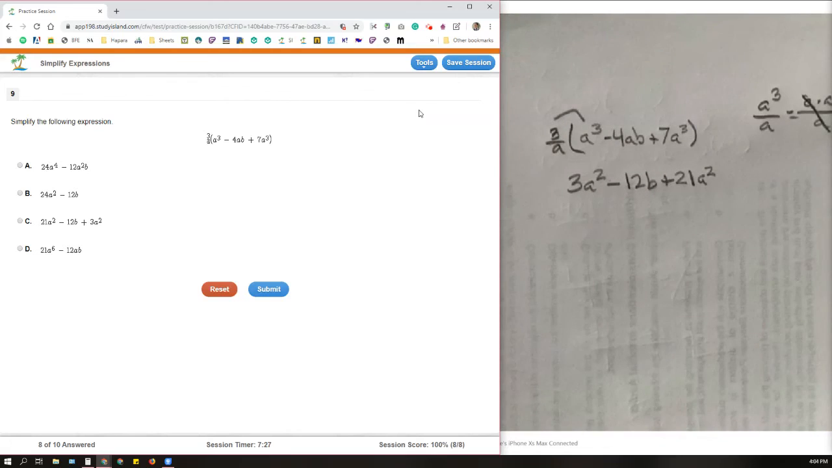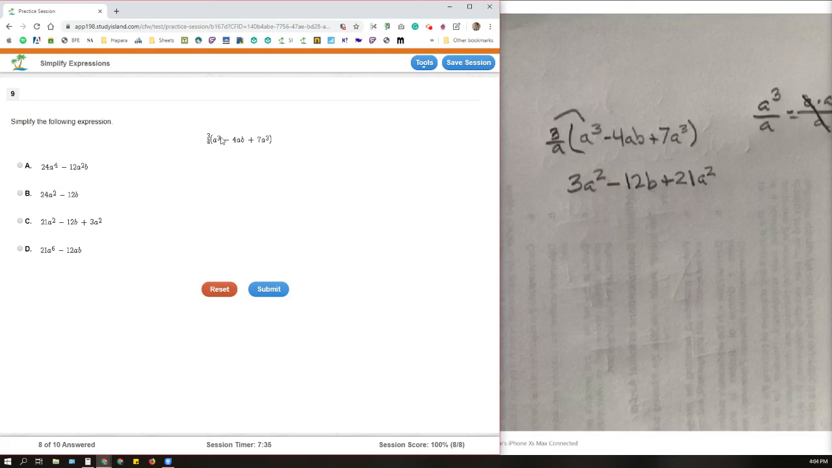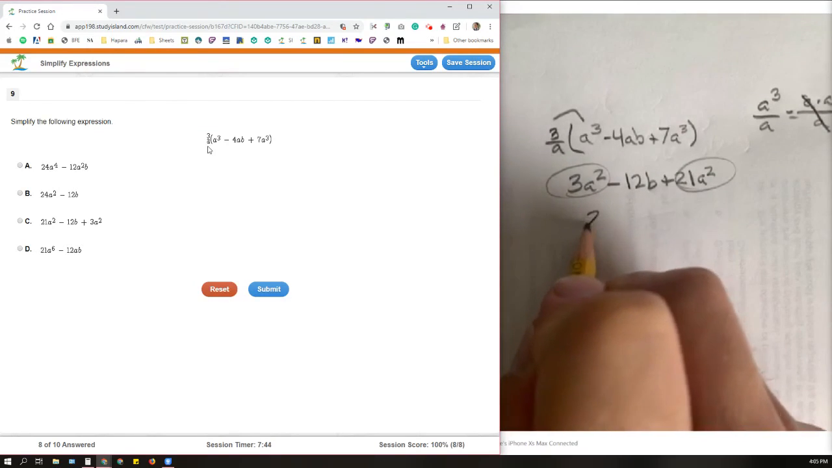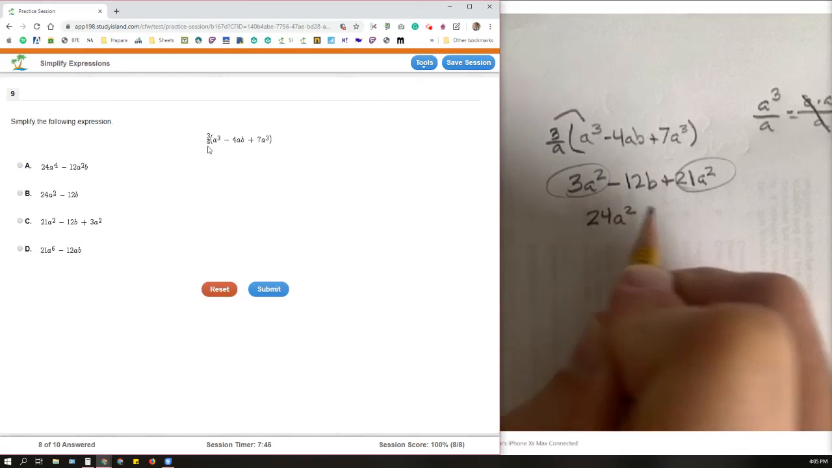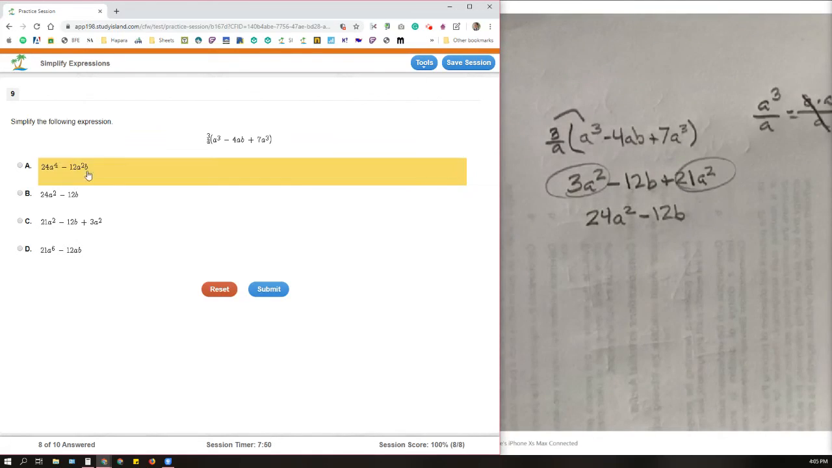Now, what you could have done right in the beginning is said that 7a cubed plus 1a cubed is 8a cubed. And if you had done 3 times 8a cubed, you would have got 24, and then a cubed divided by a is a squared. And that's what we have right here. We have 3a squared plus 21a squared, which is 24a squared minus 12b. 24a squared minus 12b.